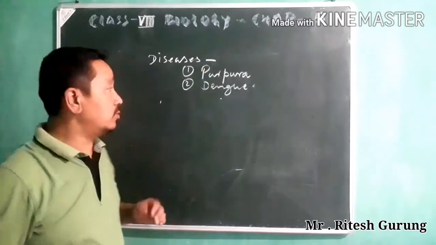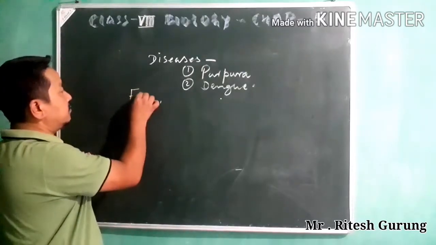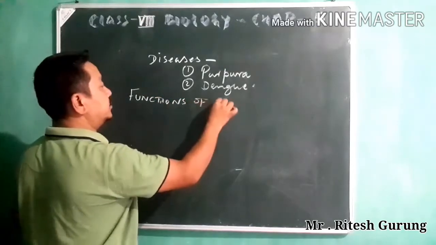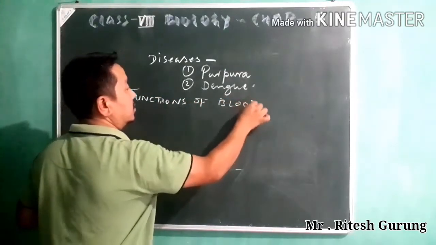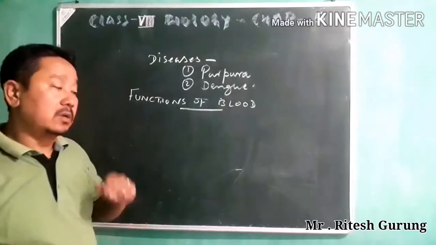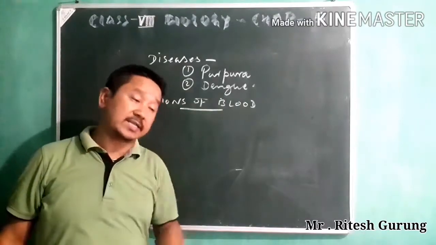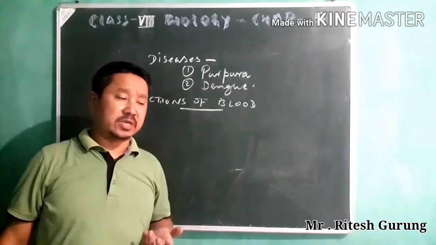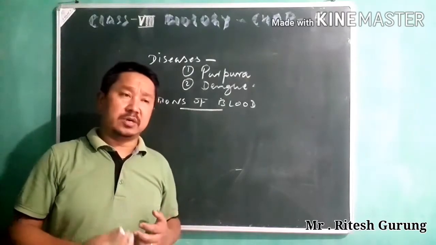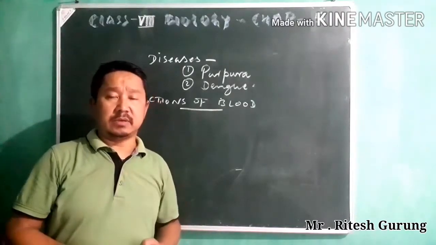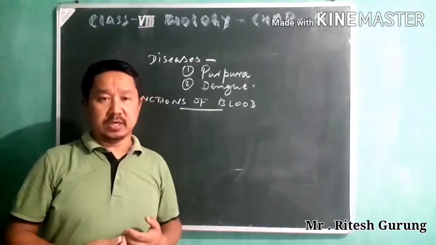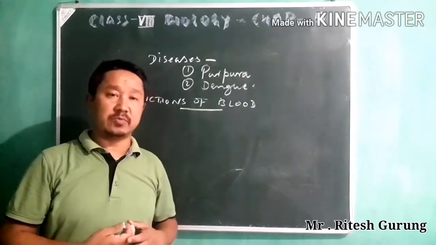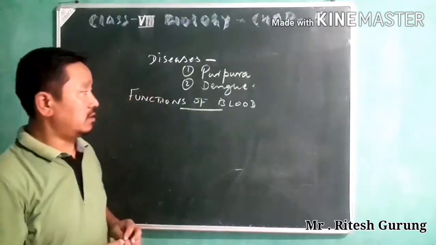Okay, so now let's talk about functions of blood. What are the functions of blood, or why is blood important? It's very important that you all know, because all the transporting functions in the body, all the circulating functions in the body, are done by this blood only.